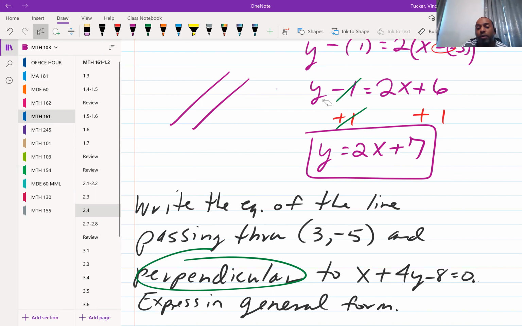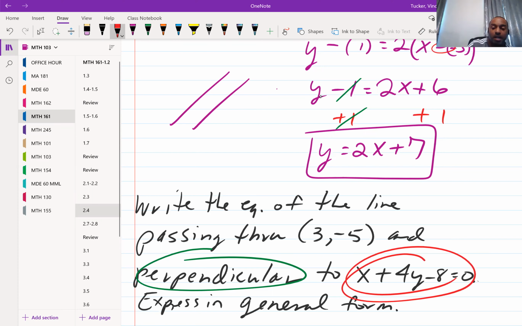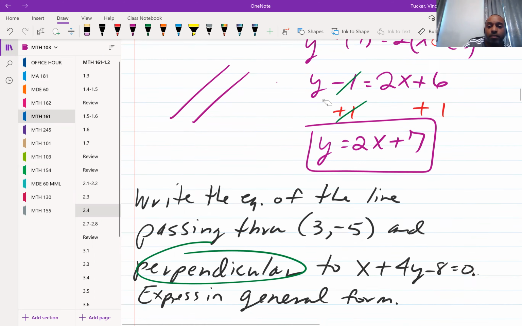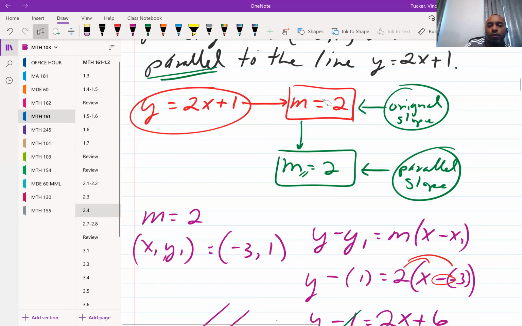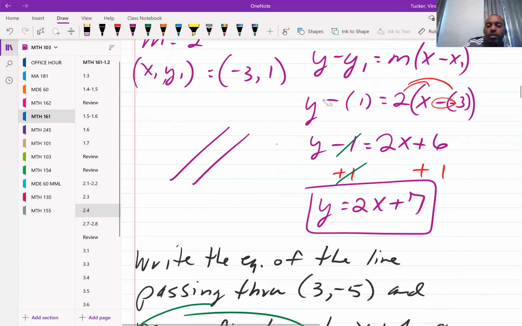So just like before, we need a slope of this line so we can determine the slope of the line that we're looking for. So we're going to take that, and this time, the last one was already solved for y, so we didn't have work to do there. This one, we have to solve this equation for y.